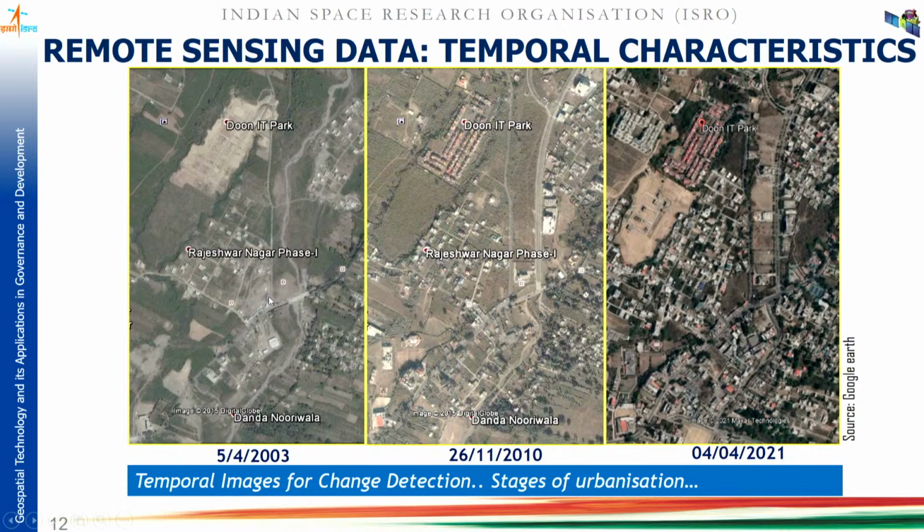So you see, these are the temporal characteristics. This imagery was taken in the 4th month of 2003. This one was taken around 2010 and this one around 2020. This is called temporal resolution. You can identify that this area did not have much growth, but slowly in 2010 some growth has taken place, and in 2021 the built up area has increased on a very phenomenal scale.